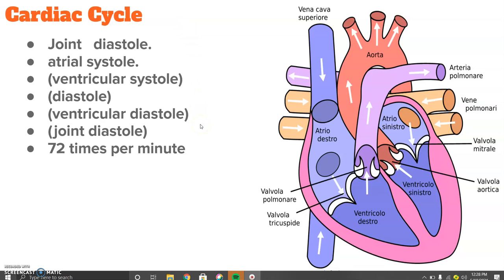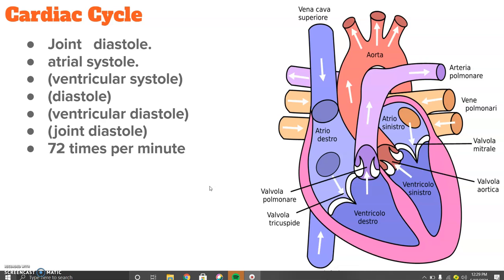As we have discussed earlier, the heart beats 72 times per minute. That is, that many cardiac cycles are performed per minute. From this, it can be deduced that the duration of a cardiac cycle is 0.8 seconds.